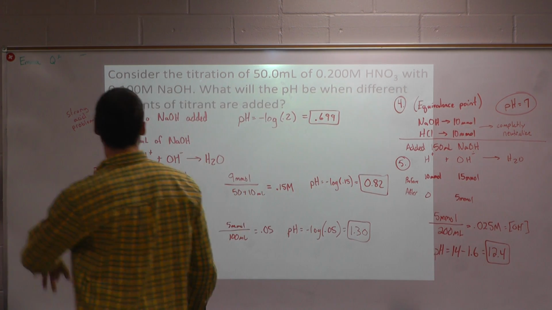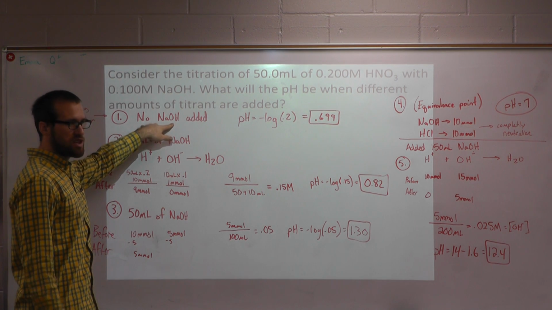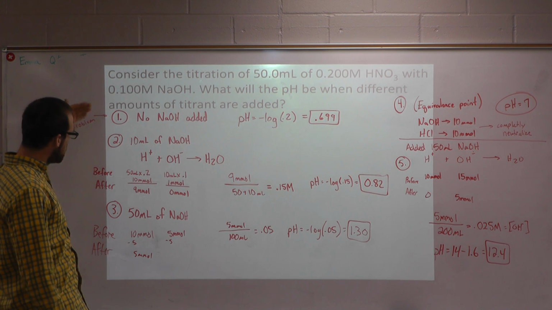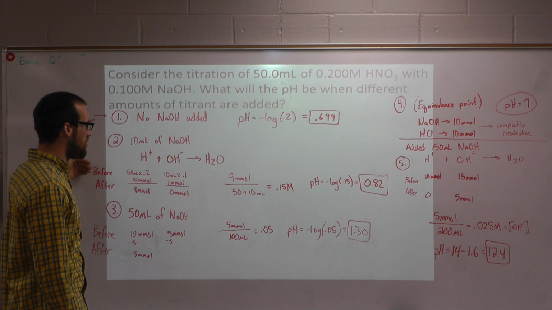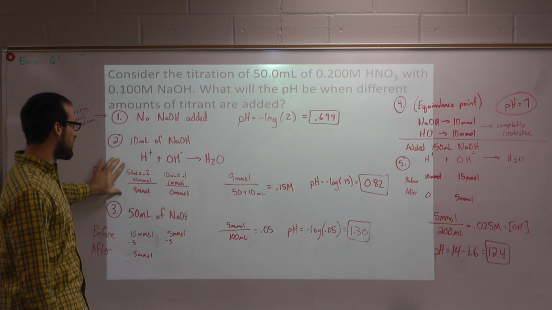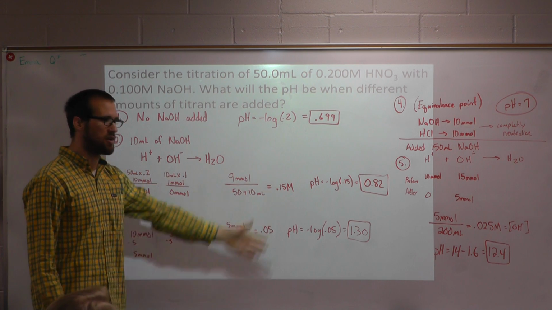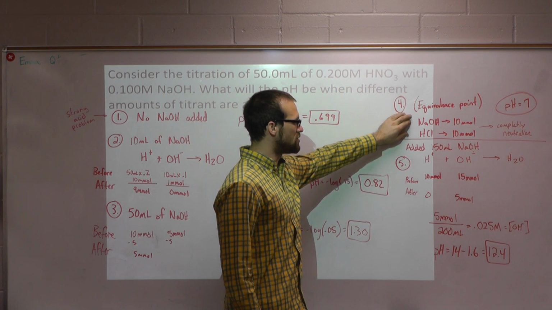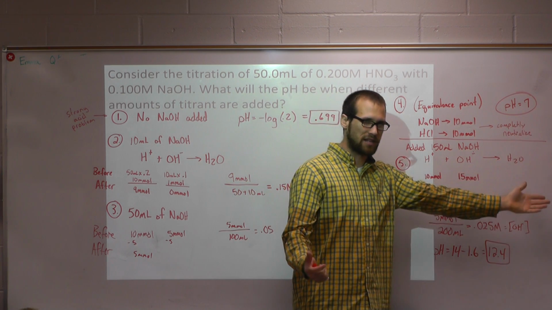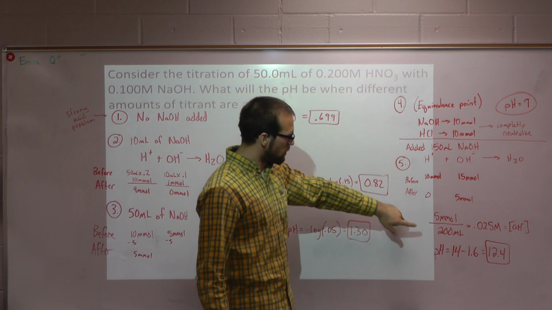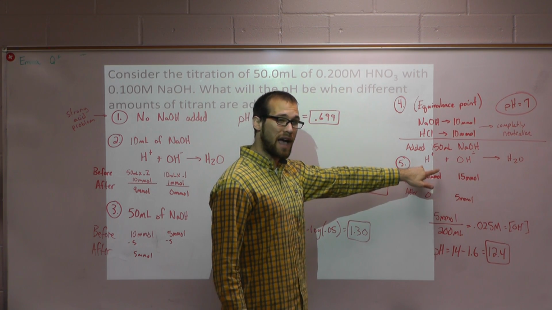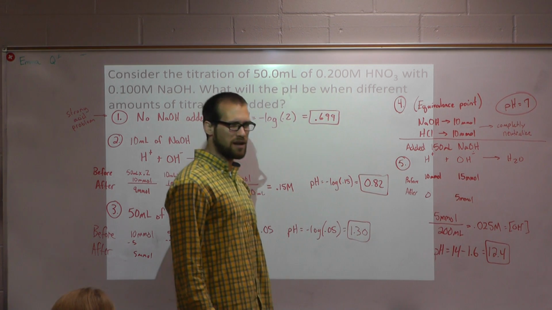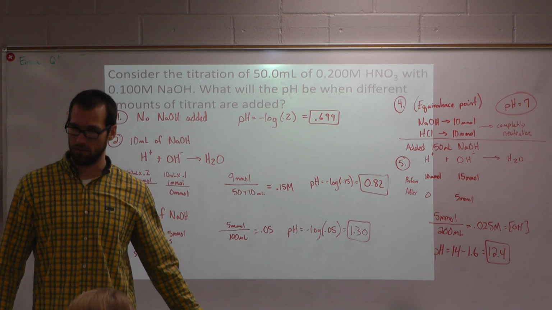Okay? Before anything was added, we treated it as just a strong problem. And since we started with the strong acid, we treated it like a strong acid problem. After we added, but before the equivalence point, we just had to neutralize our stuff and figure out the concentration to get our pH. At the equivalence point, we knew that we completely neutralized everything, producing pure water, pH of 7. Beyond the equivalence point, we now flip from acid to base. Being our important thing, same process. Okay?